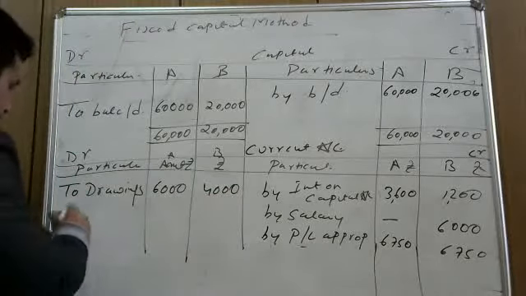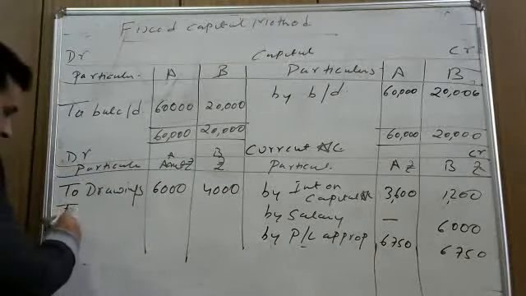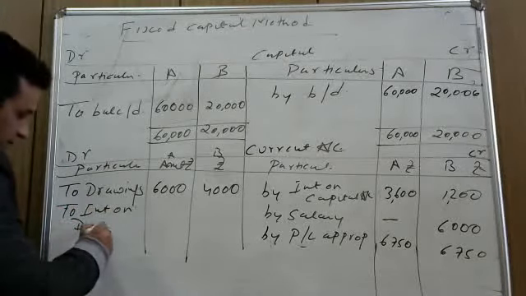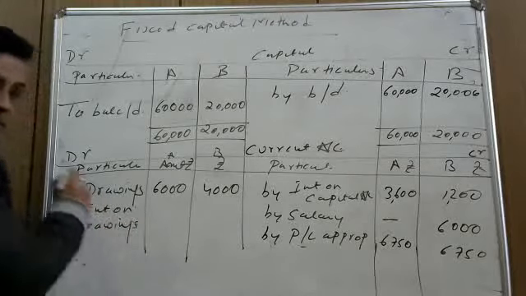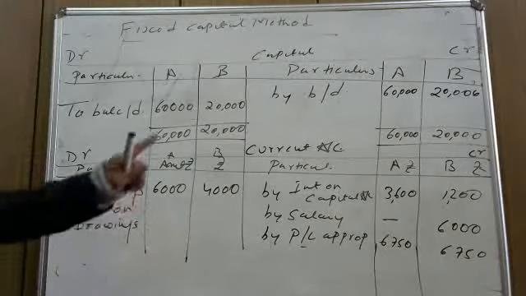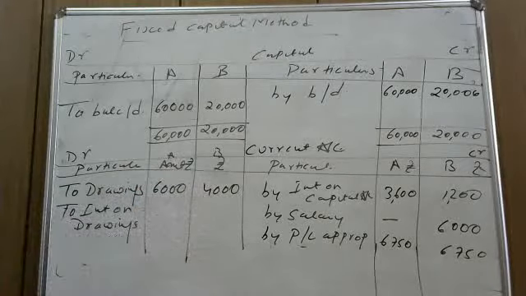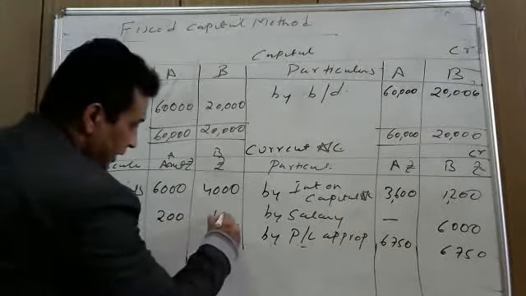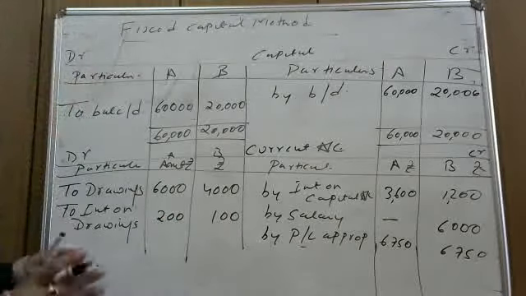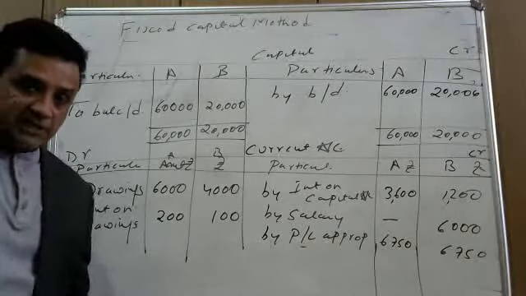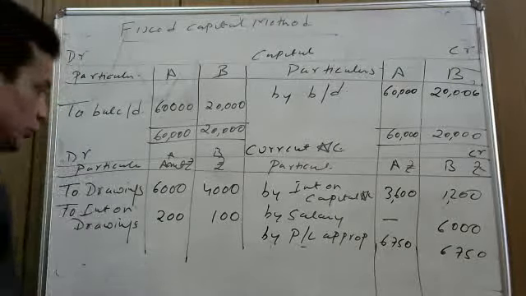When they withdraw money out of profit, it should be debited to the capital account. Similarly, they have to pay interest on drawings. We write "To interest on drawings". How much interest on drawings do they pay? It's mentioned in the P&L appropriation account and also in the question. A needs to pay interest on drawings of 200 and B needs to pay 100 rupees. Apart from this, there is no other transaction. Check the question: no other transaction is given.